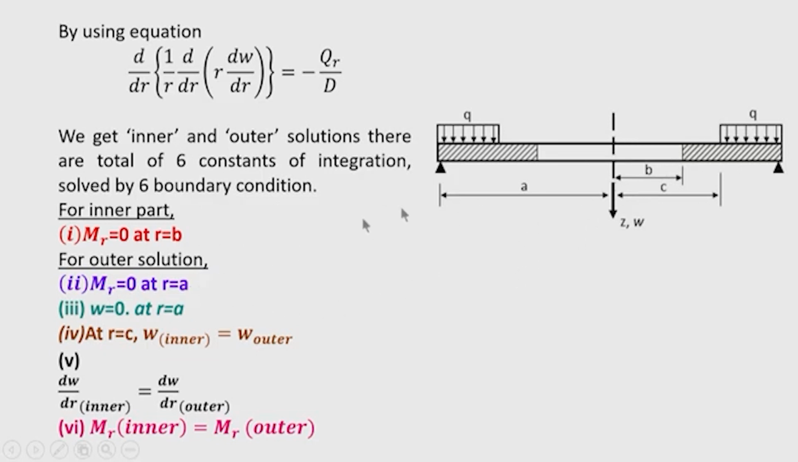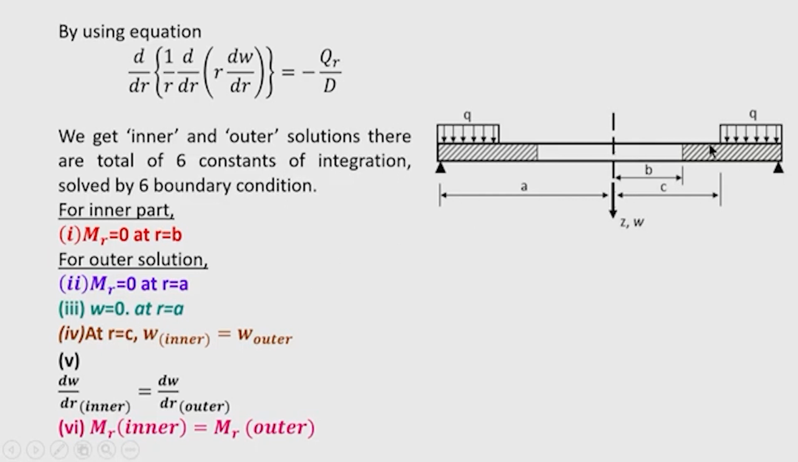Second condition is at the simply supported end, that is the radial moment is 0, M_r is 0. Then deflection is 0 at the simply supported end, that is another condition. So, we get 3 conditions to be imposed on the 2 differential equations involving 6 constants of integration. Then another 3 constants are found at r is equal to c, that is this point.